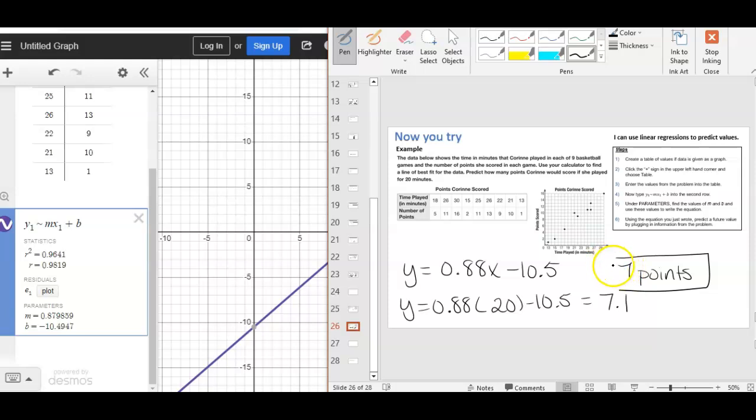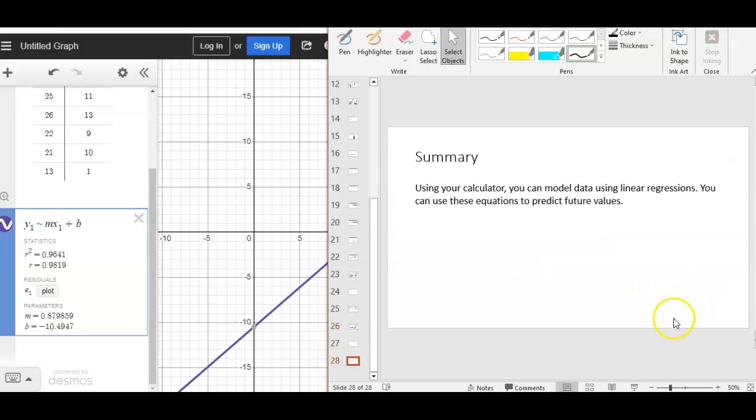It doesn't ask us how good a fit this is, but if you want to see, the R value here is 0.98. That's very close to 1, so this is going to be a pretty good prediction. Okay, so using your calculator, you can model data from linear regressions, and then you can use these equations to predict future values.